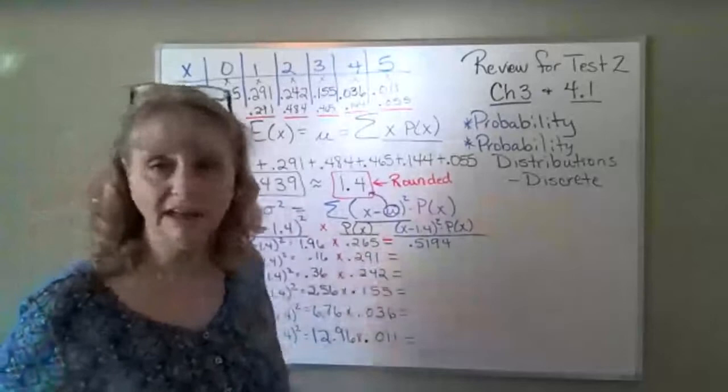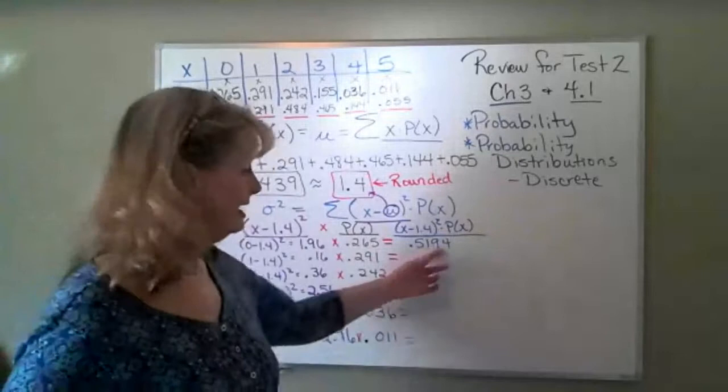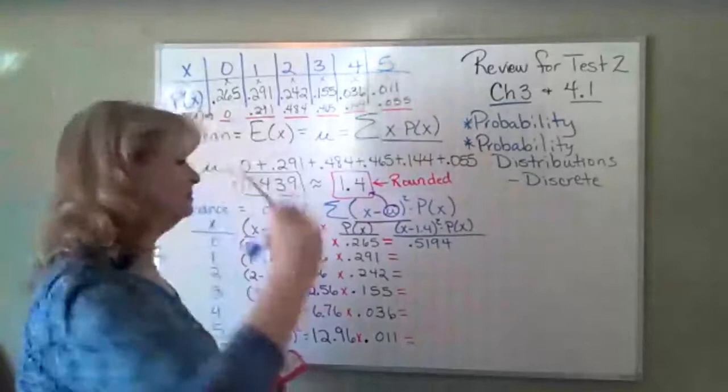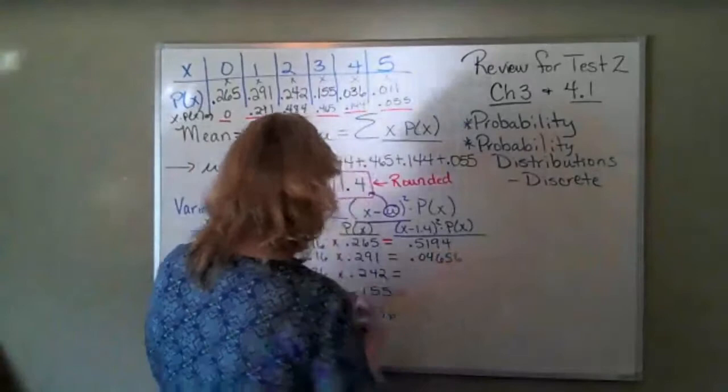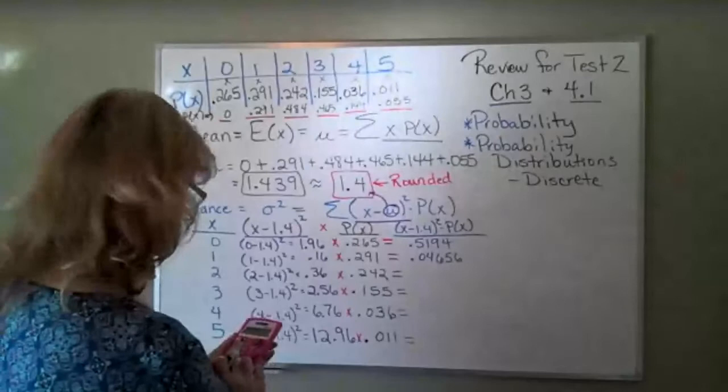So it takes maybe an extra second or two to write down all 4 numbers if there are that many, but you need to write them all down, because this is not our final answer. 0.291. This one's 0.04656. That has a lot of numbers. Then I have 0.36 times 0.291.